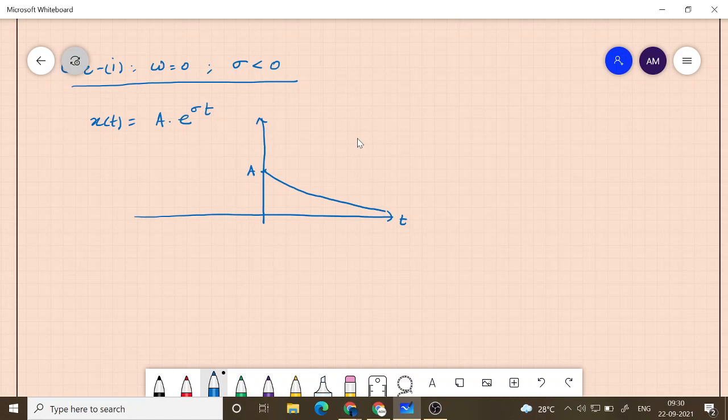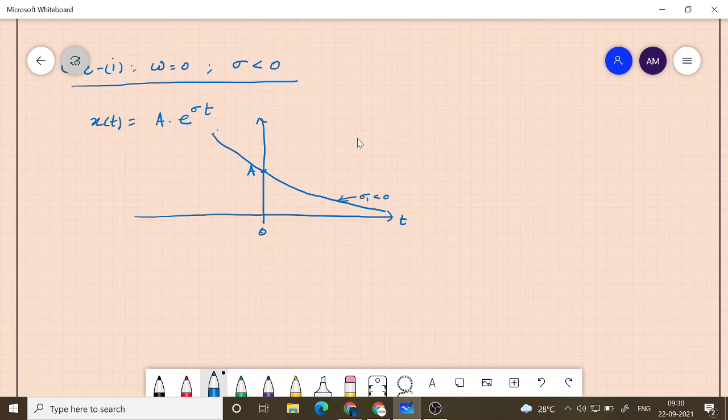I have drawn this for some value, say sigma 1, which is less than 0. Let me also plot this function to the left. If I continue to plot to the left, it will rise exponentially. At t equal to 0, it passes through a.